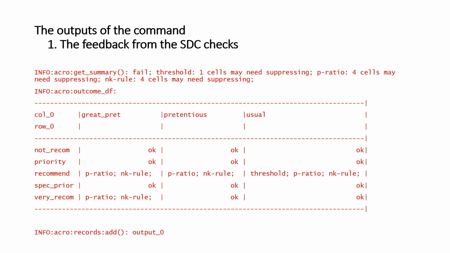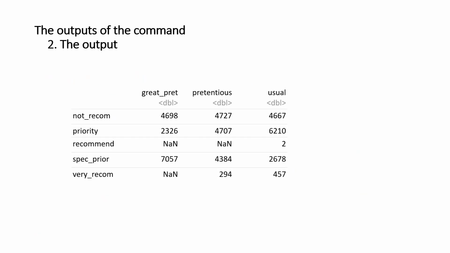In red, we have the feedback, which shows the summary of the disclosure checks. In this case, the table fails the checks with 1 cell violating the threshold rule, 4 cells violating the B-ratio rule, and 4 cells violating the NK rule. The outcome table gives more details of the checks in each cell. And here you can see the actual resulting table from the crosstab process.